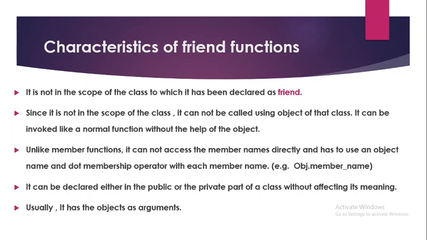Just as said, if within the friend function we want to access members of the class, an object is required. So usually friend functions have objects as arguments. We will see one program by which all these characteristics will be more clear.